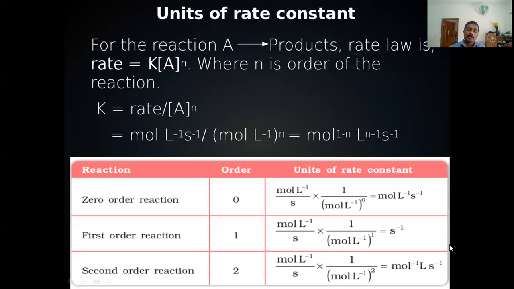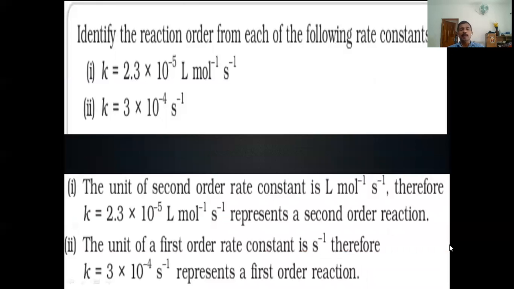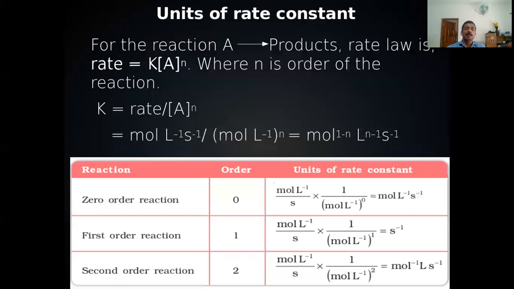For example, here you can see a question. Identify the reaction order from each of the following rate constants. K is equal to 2.3 into 10 raised to minus 5 liter, mole raised to minus 1, second raised to minus 1. So what is the unit of rate constant? Liter, mole raised to minus 1, second raised to minus 1. So what is the order of the reaction? It is a second order reaction.